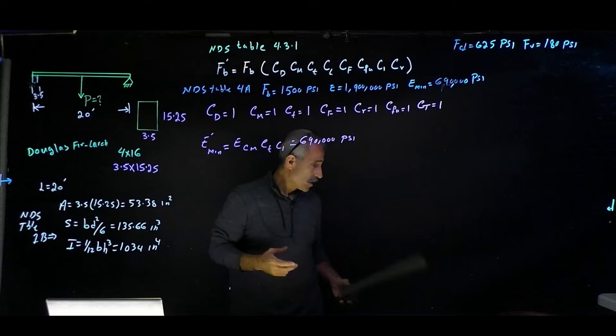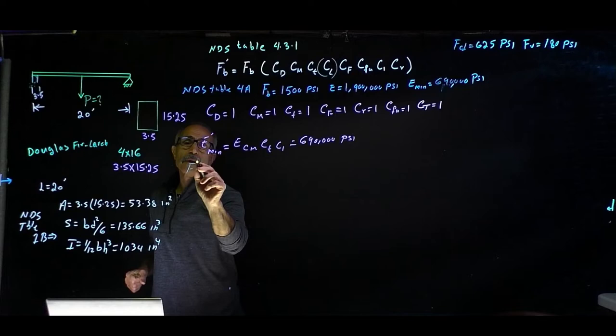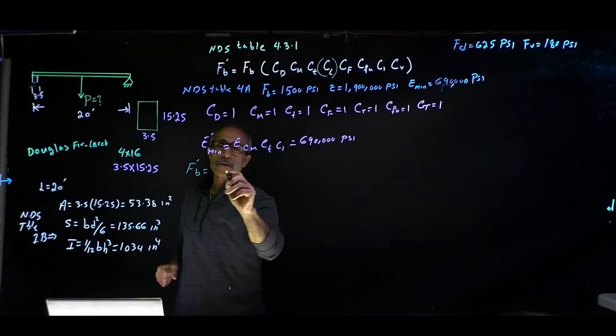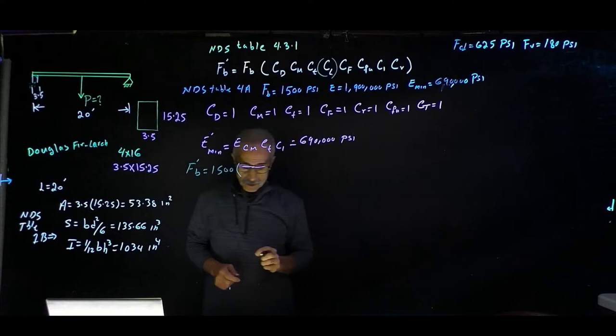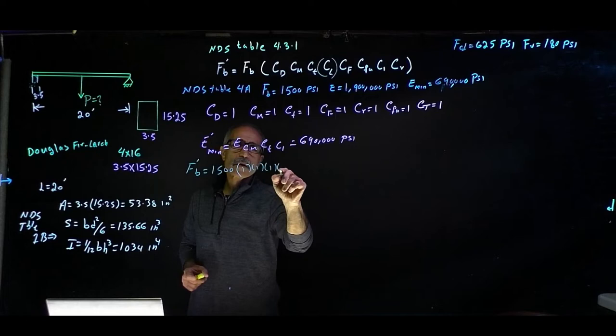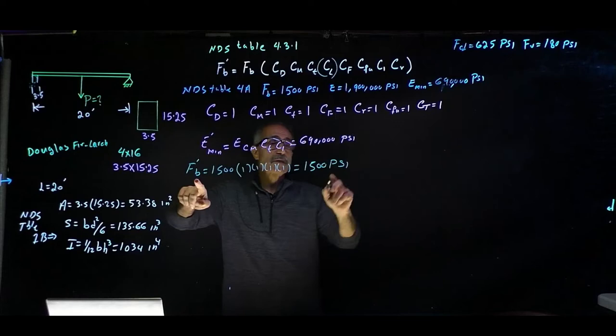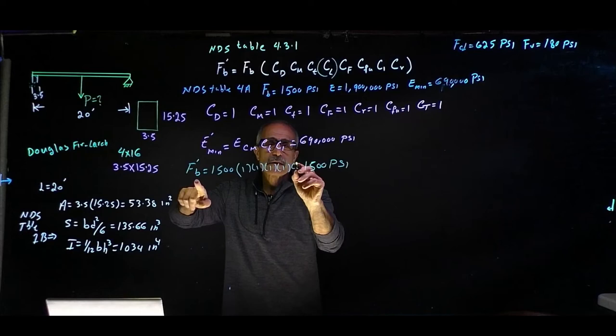We're going to bring this equation back down here. We're going to figure everything out except for the CL part. So I'm going to say, okay, F prime B, and that is equal to FB, which we said came out to be 1,500. So 1,500 multiplied by all the adjustment factors, which are a bunch of 1s, and everything came out to 1, so 1, 1, 1, 1. That still comes out to 1,500 psi, pounds per square inch. And then we don't have the CL, so let me put the CL right here, times CL. We have to figure that out.